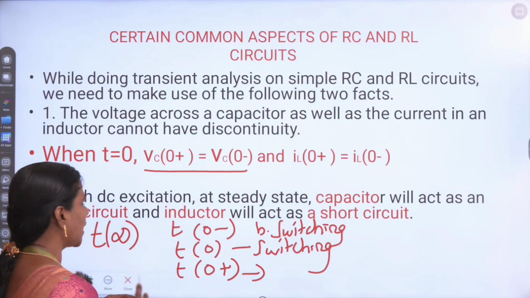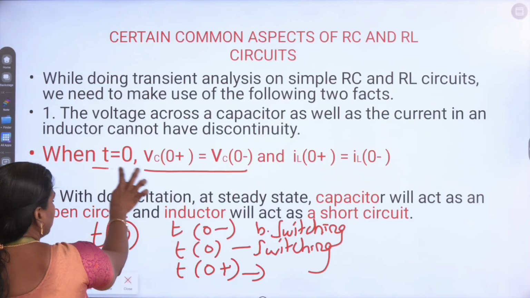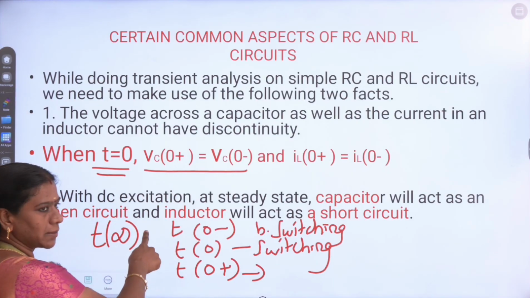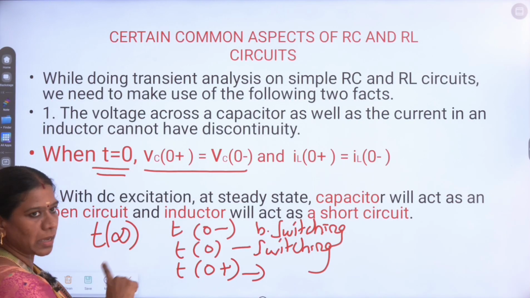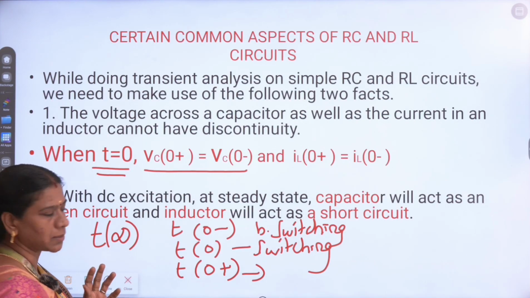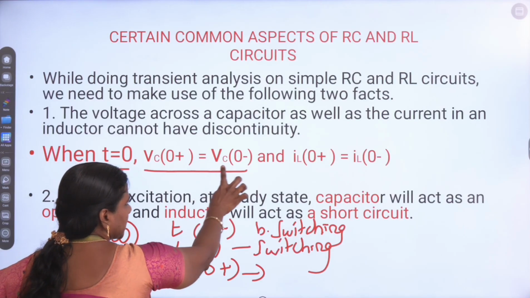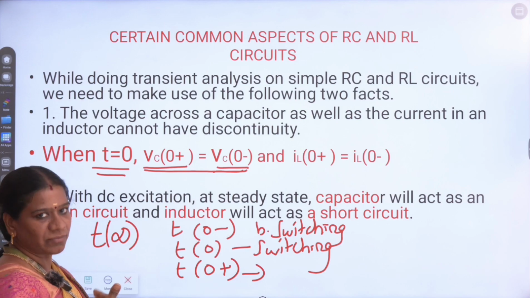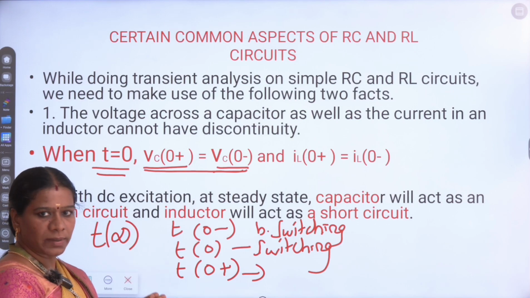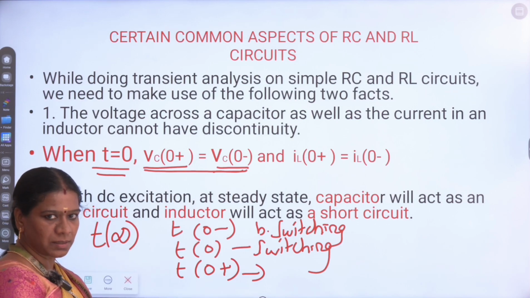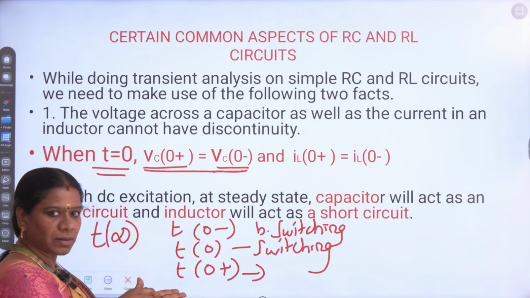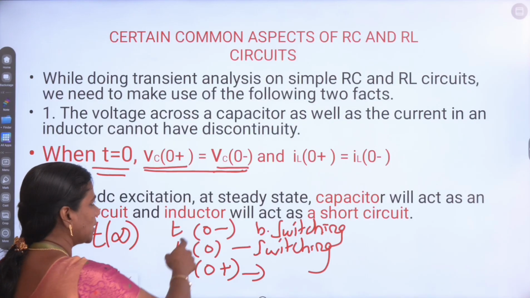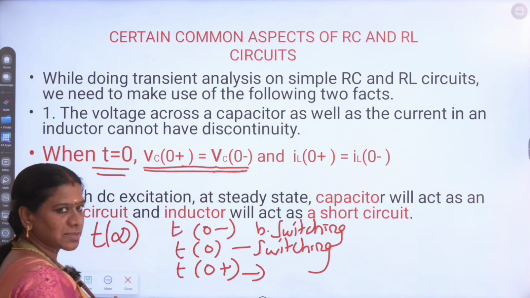So based on this, we have to discuss VC at time t equal to 0. When the switch is closed, the voltage across the capacitor before switching and after switching will be equal. This is the initial condition for the capacitor. If there is any voltage present in the capacitor, we have to include that initial capacitor voltage in the response when we are calculating after switching also. That means the initial condition of the capacitor is this value.